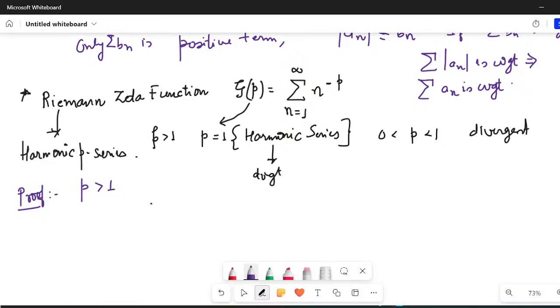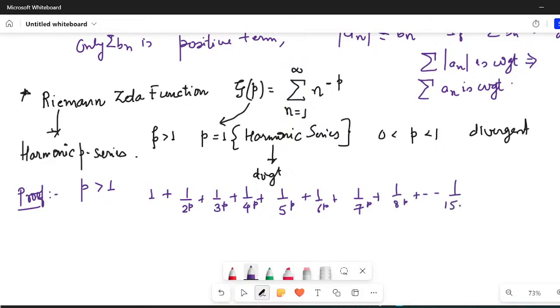If p is greater than 1, then I can write this series as 1 plus 1 upon 2 to the power p plus 1 upon 3 to the power p plus 1 upon 4 to the power p plus 1 upon 5 to the power p plus 1 upon 6 to the power p plus 1 upon 7 to the power p, then 1 upon 8 to the power p, and so on up to 1 upon 15 to the power p, and so on and so forth. What I would do is simply take these two terms in one bracket, these four terms in one bracket, these 8 terms in one bracket, and so on and so forth. I hope it is clear.